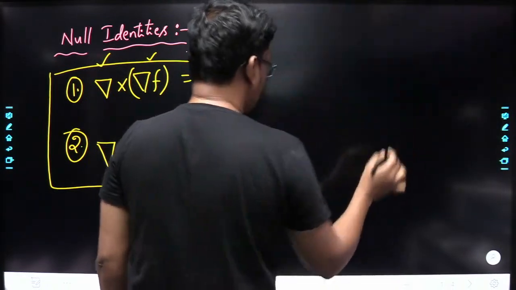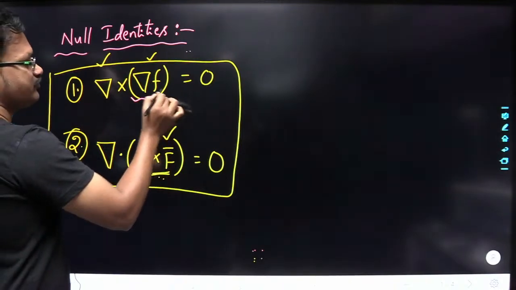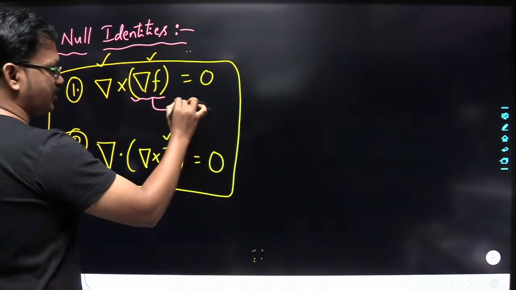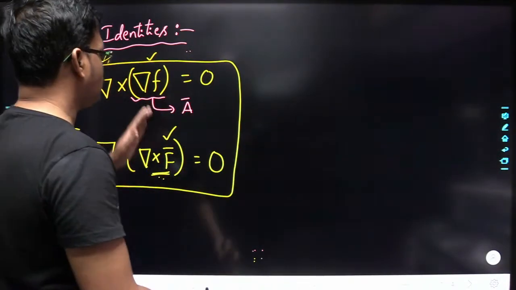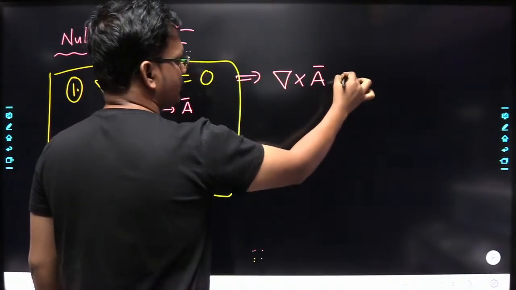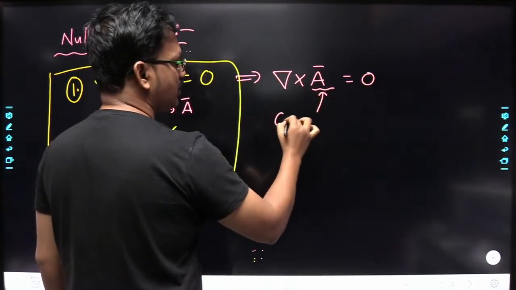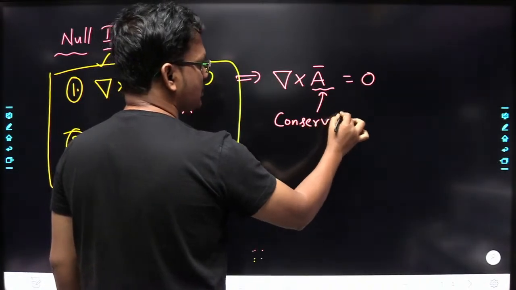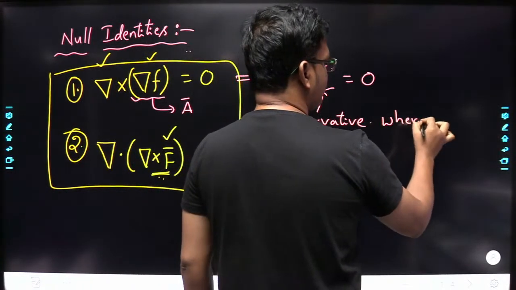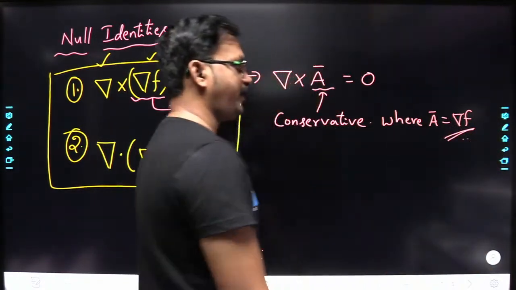Now see here. This gradient of f is going to result in a vector quantity. Let us assume that vector is a bar. So now I can represent this as curl of a bar. Curl of a bar is equal to 0. So that means I can say a bar is conservative, where a bar is equal to gradient of f.